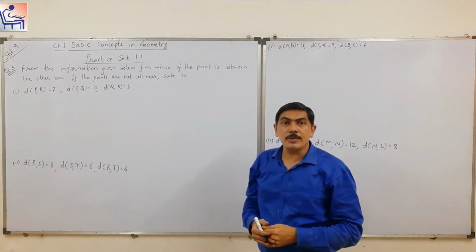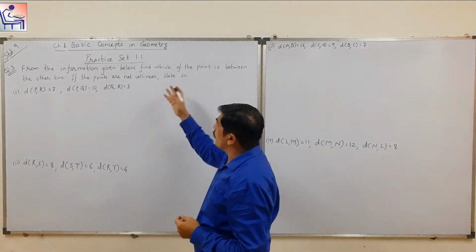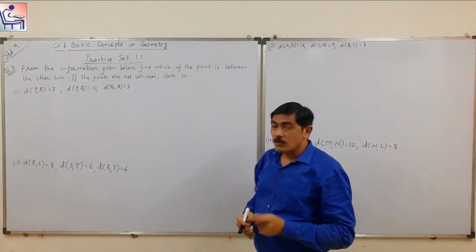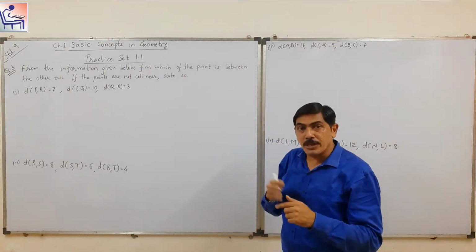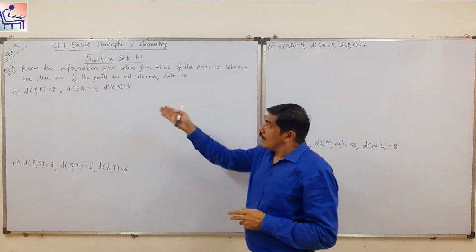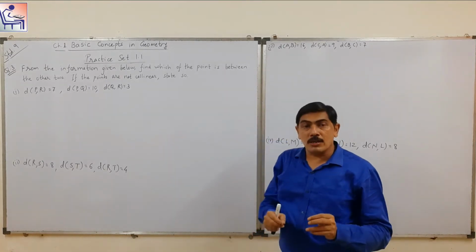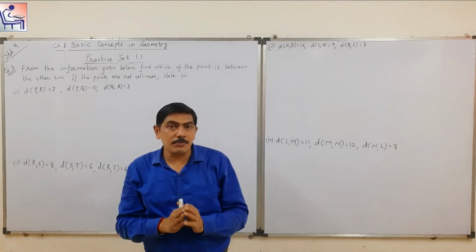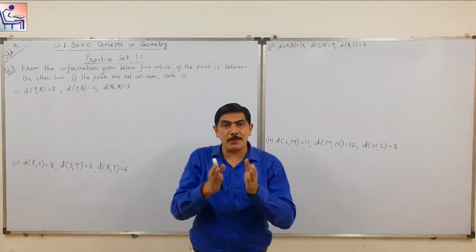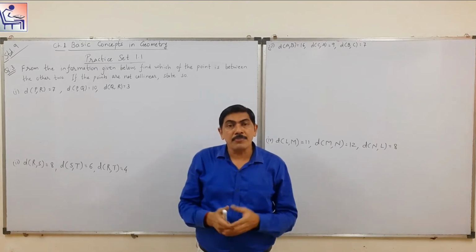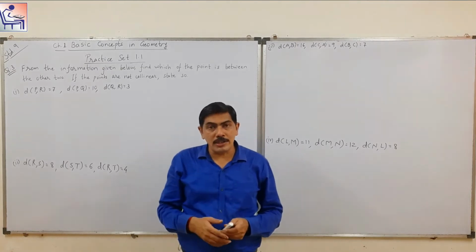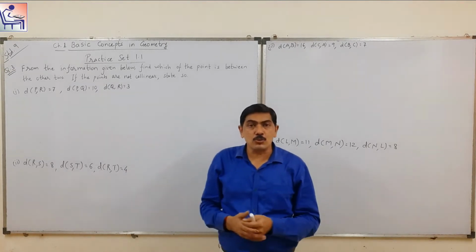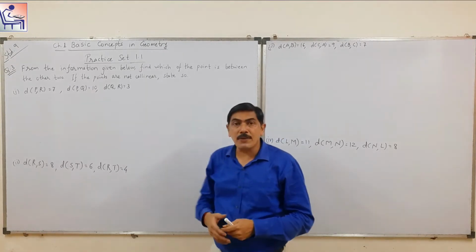Here we are solving question number 3. From the information given below, find which of the points is between the other two. If the points are not collinear, state so. It means if the points are collinear, then one of the 3 points will be in the middle of the other 2 points somewhere, and if they are not collinear then the question doesn't arise that which point is lying between which 2 other points. So let's start with the first sum.